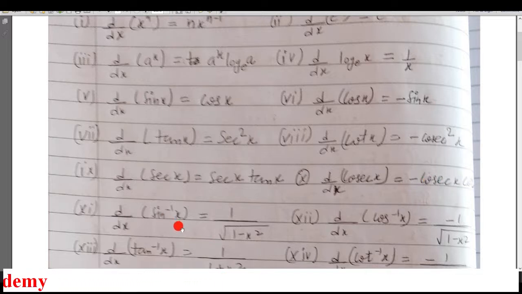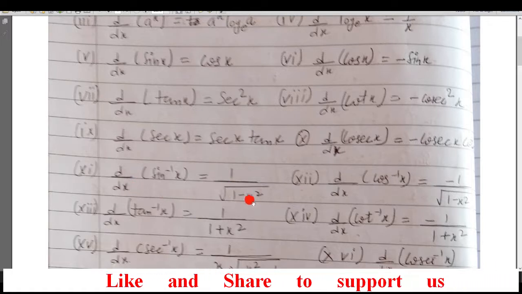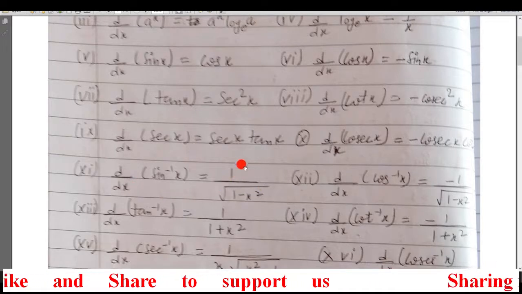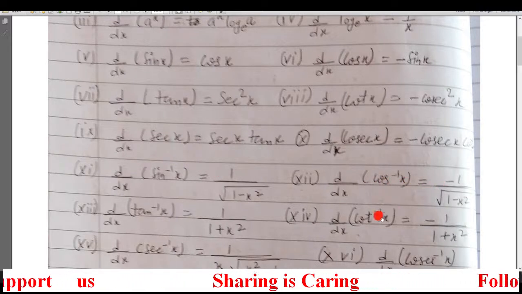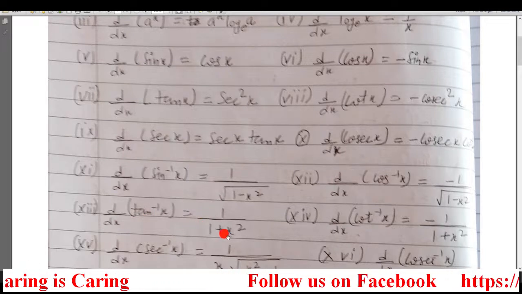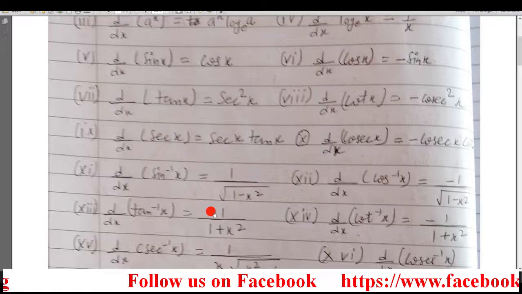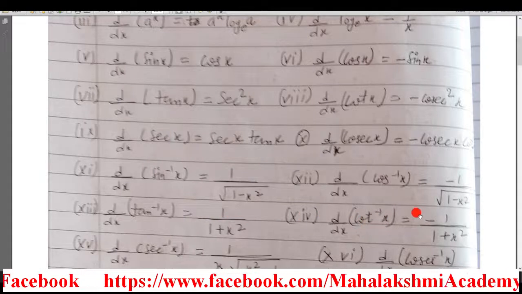Now sine inverse x and cos inverse x are just opposite of each other. Just see the formula of sine inverse x differentiation. It is 1 upon root 1 minus x square. If we put a minus sign here, it becomes the formula of cos inverse x. In the same way, tan inverse x differentiation is 1 upon 1 plus x square. When you put a minus sign here, it converts to the formula of differentiation of cot inverse x.